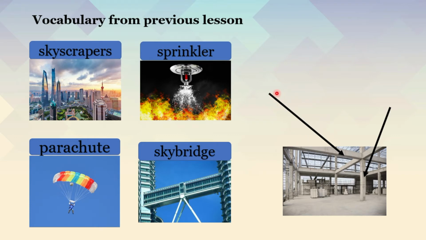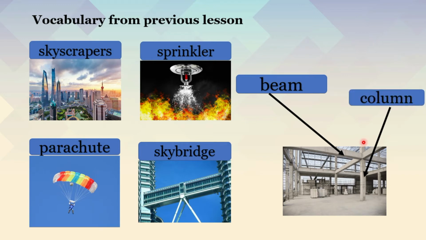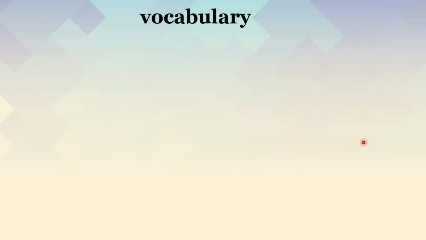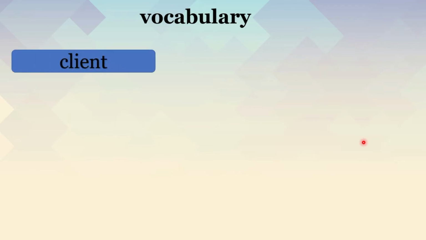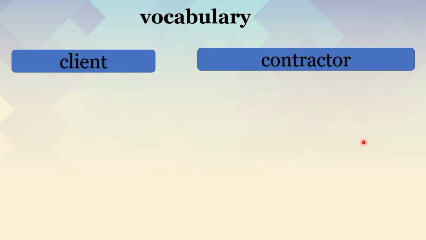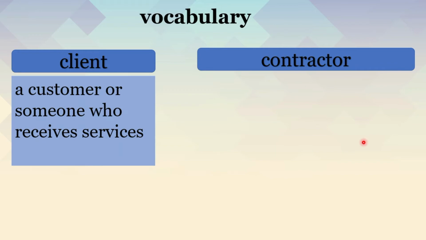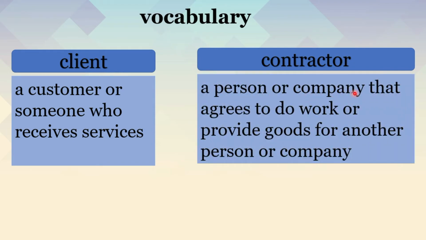And here we have the beam, and the vertical one is called a column. Let's look at 2 additional words. We have client and contractor. A client is a customer or someone who receives services, and a contractor is a person or company that agrees to do work or provide goods for another person or company.